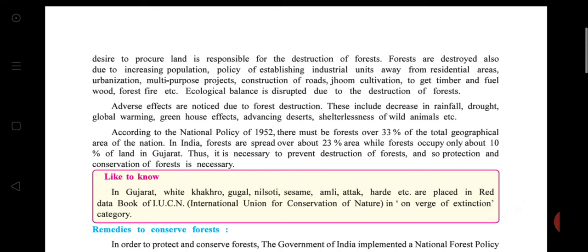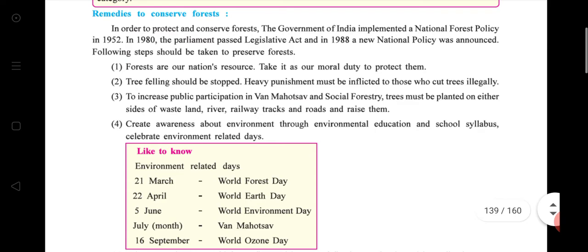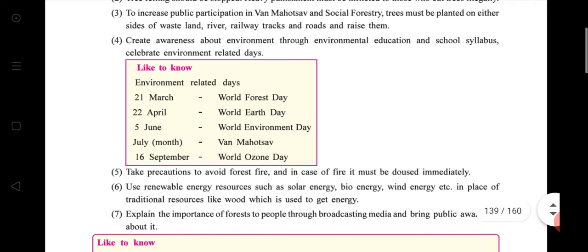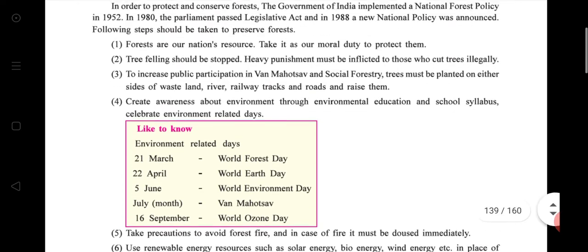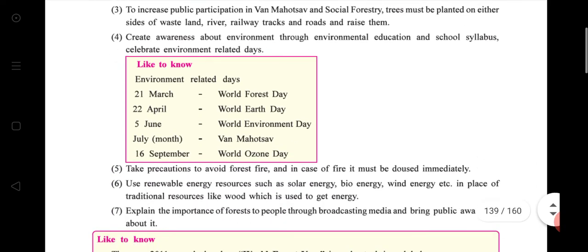Please don't write in paragraphs. Write in points. Then remedies to conserve forest. But this table related to environmental days, do not write it in these points, I mean between these points. First you write the 7 points, and after those points you draw this table. One time in fair note and one time in rough note.